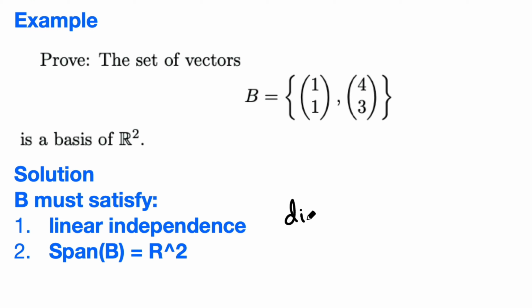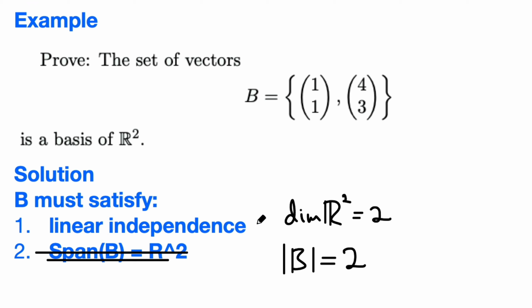the dimension of R2 is 2, and the number of vectors in B, so I denote the number of elements of a set by writing something similar to absolute value, is also 2. And in such a case, it's enough only to check one of these conditions. So if I don't check the span, but I do check linear independence, then we'll get the span condition. Or if we don't check linear independence, but we do check the span condition, this will imply linear independence. So you really only need to check one of these.